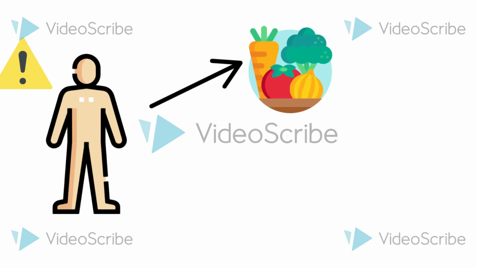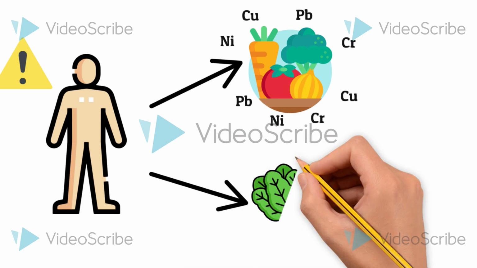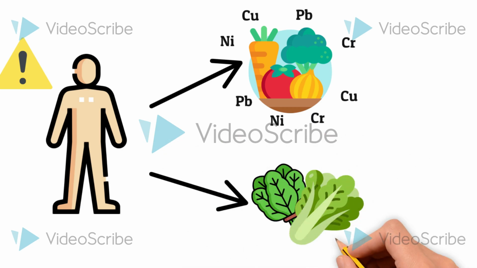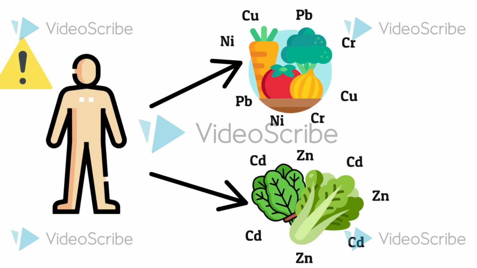Fresh vegetables provide a higher amount of copper, lead, nickel, and chromium, while leafy vegetables are the main source of cadmium and zinc.